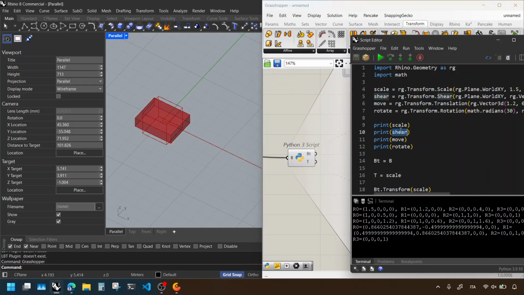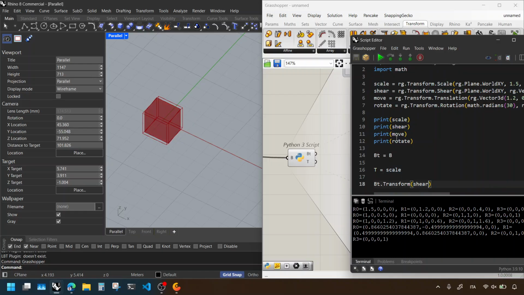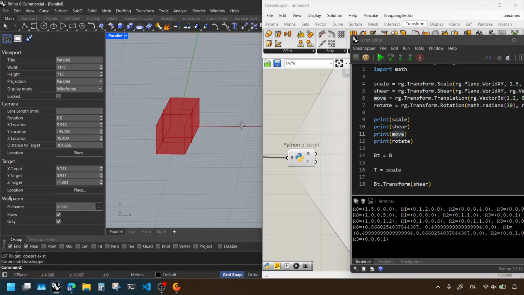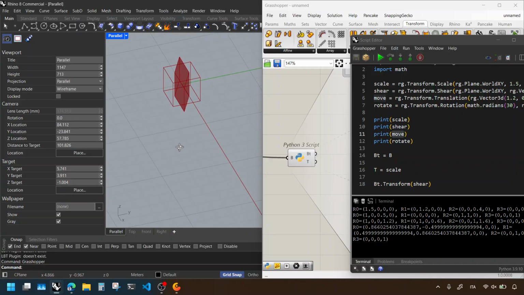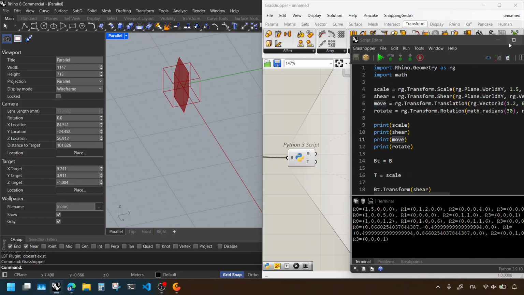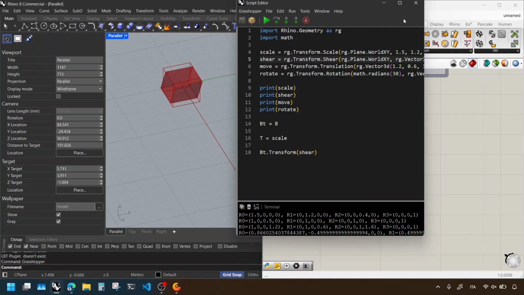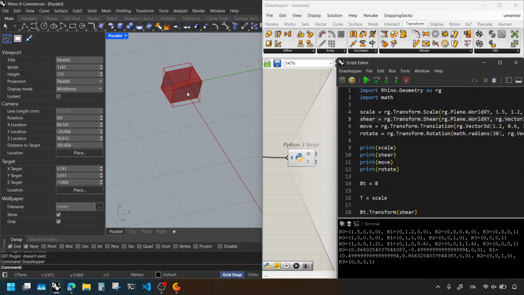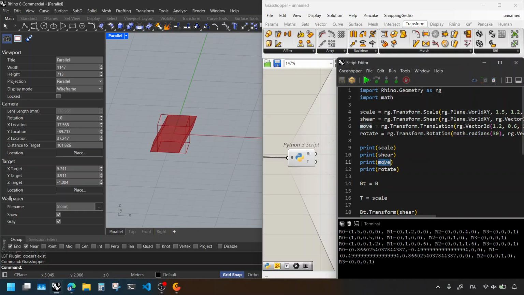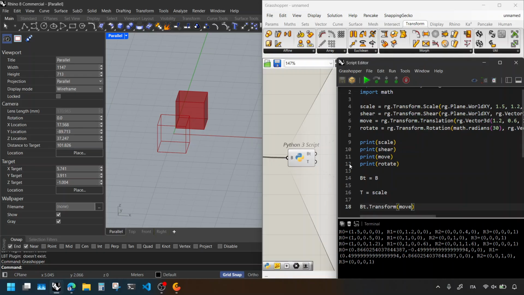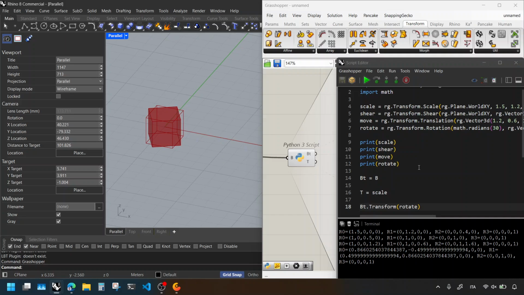Okay, so let's maybe put shear in just because. So shear, it's like that. Okay. There's probably something wrong with the shear. Let's check. Yeah, okay. So this is the y vector, so like that. Okay. So shear, okay. Then we have movement, and we have rotation. Okay, we have all the transformations we want.